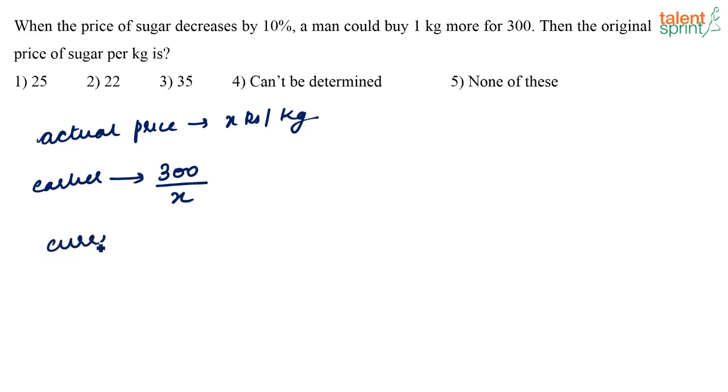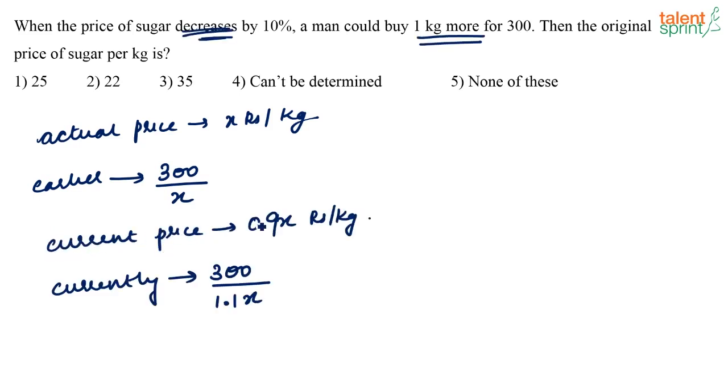So, what is the current price per kg of sugar? So, now, how many kgs of sugar can I buy? For 300 rupees, I can buy 300 divided by 0.9x kgs of sugar. Now, what are they saying? They are saying that when this is happening, I am able to buy 1 kg extra sugar, right? Or I can say this 300 divided by 0.9x minus 300 by x, that is equal to 1, right? Solve for this and you will get the answer.